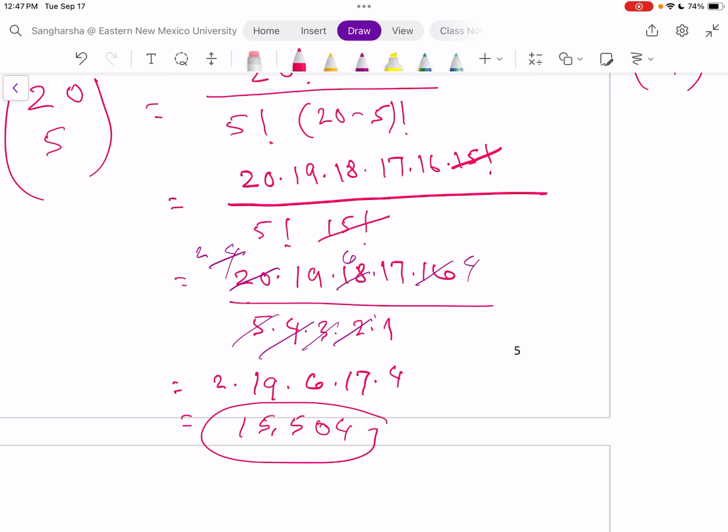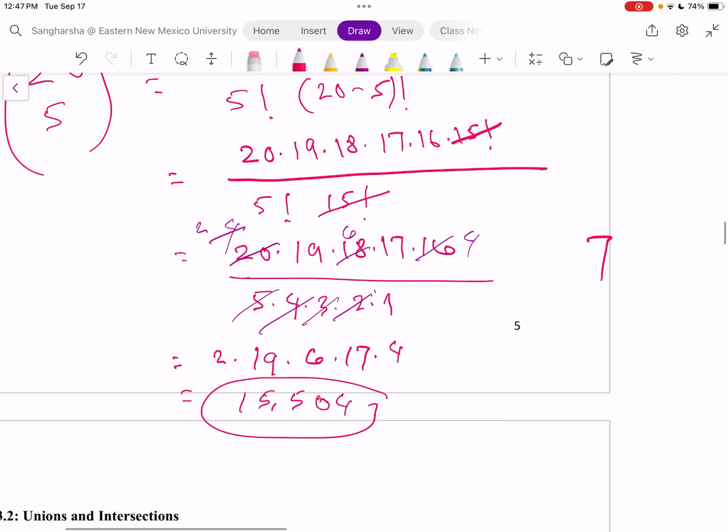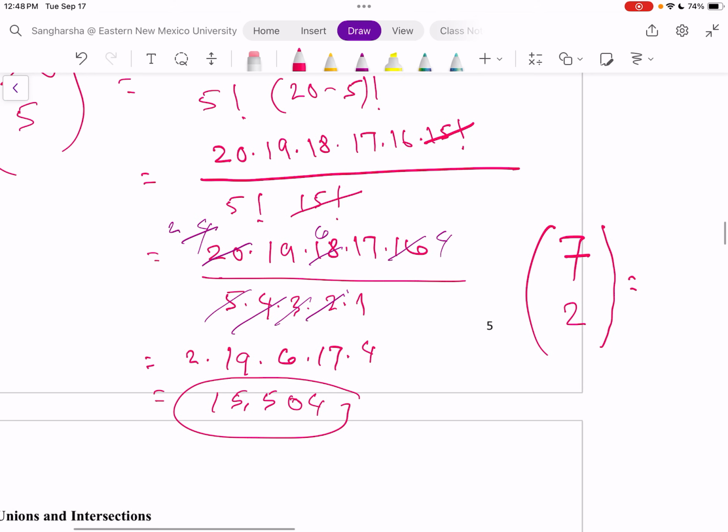Can you find what this is equal to? Can you find the possible ways of selecting 2 from 7? So this is your n and this is your p. Once you have the final answer for this, you are free. You can leave the class.